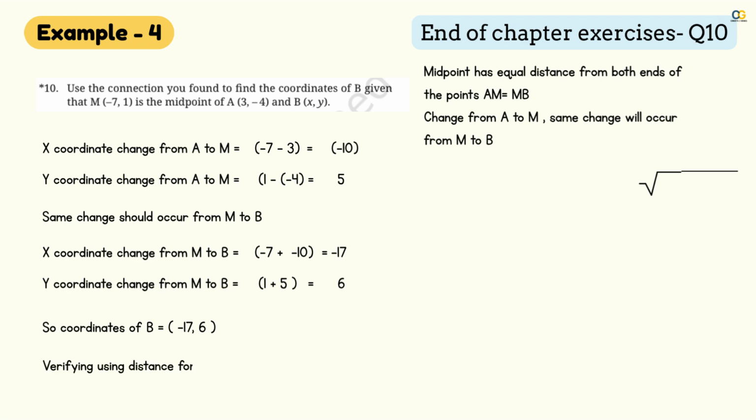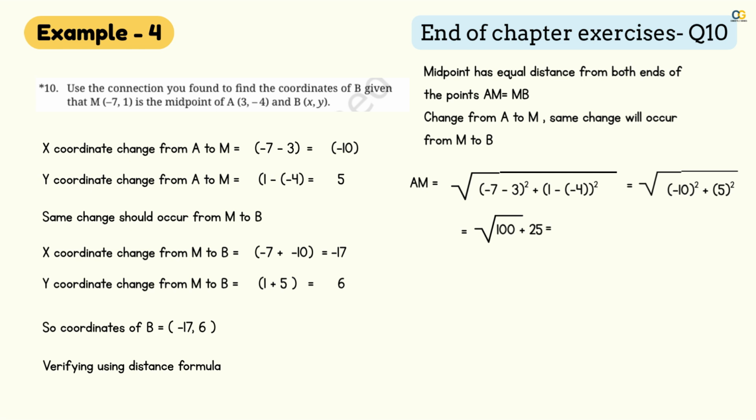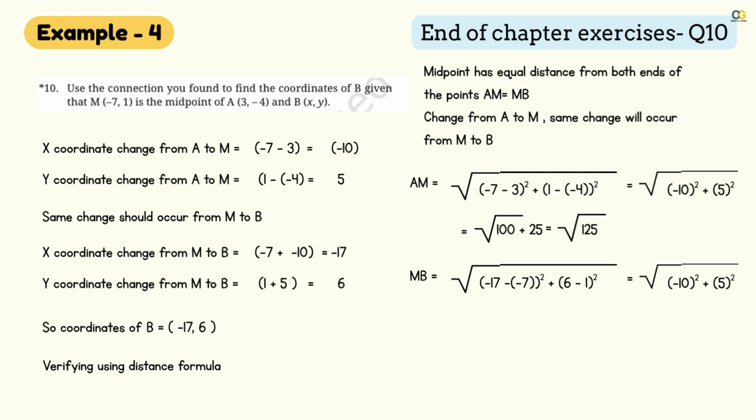We can verify this using the distance formula. So let us find the distance AM, which is equal to root over (minus 7 minus 3) whole square plus (1 minus minus 4) whole square, which is equal to root over minus 10 square plus 5 square, which is equal to root over 100 plus 25, which is equal to root over 125. And MB distance will be (minus 17 minus of minus 7) whole square plus (6 minus 1) whole square, which is equal to root over minus 10 whole square plus 5 square. So again 100 plus 25, which is equal to root over 125. So AM is equal to MB, hence our coordinates of B are accurate.